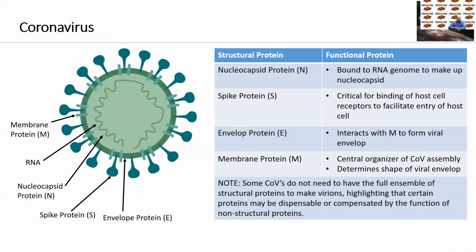But one of the things that we're primarily looking at is this spike protein S. This is what is critical for binding to the receptors to facilitate entry of the host cell. So it's a unique picture, and I'll show you some EM photographs of it, but that spike protein is what we'd be focused on as it relates to our immune system reacting.